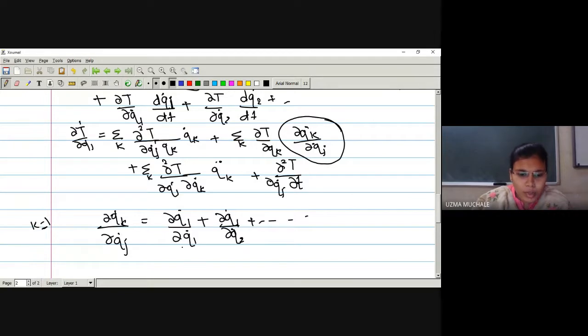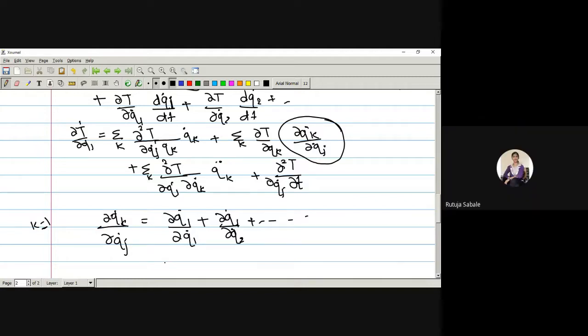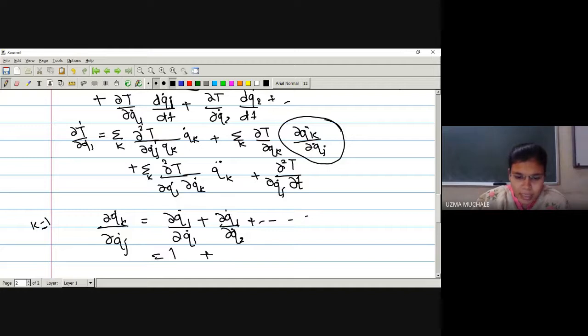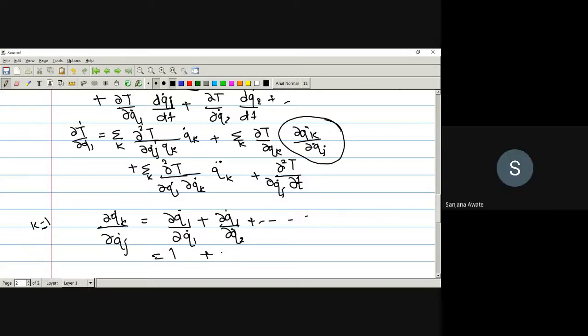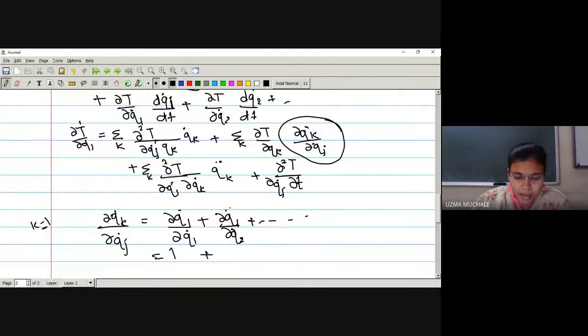What is the value of q1 dot with respect to q1 dot? What is the derivative of x with respect to x? 1. What is the partial derivative of x with respect to y? I am saying 0, ma'am. The derivative will be 0.